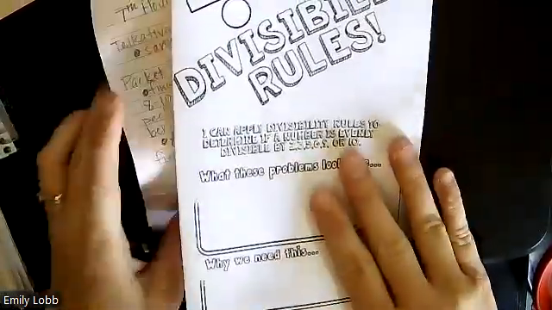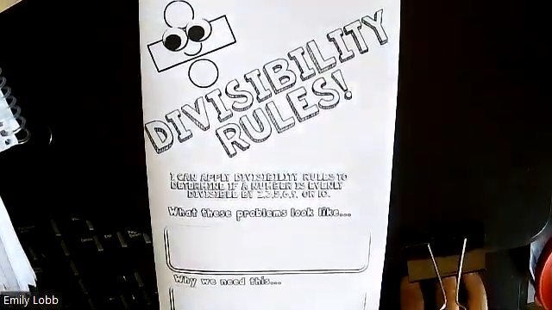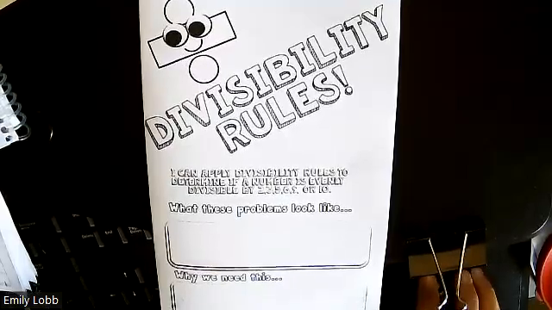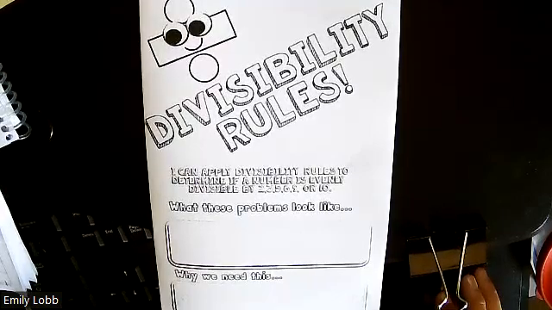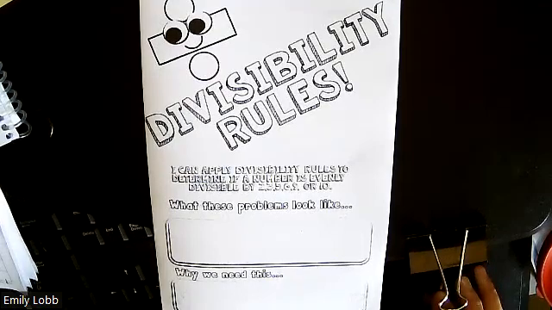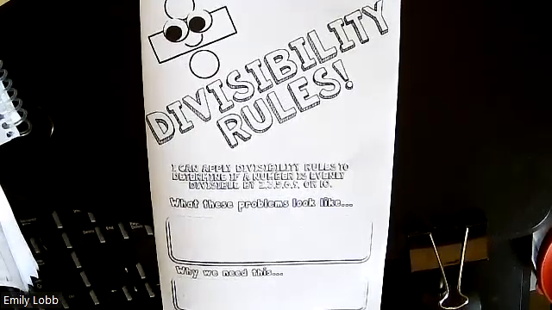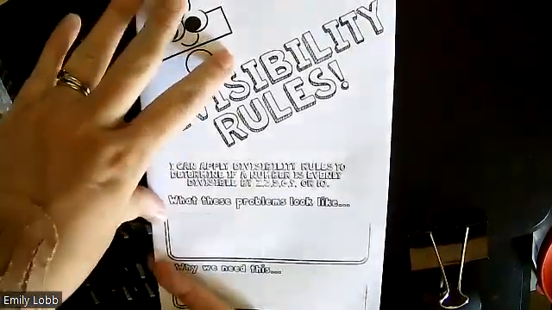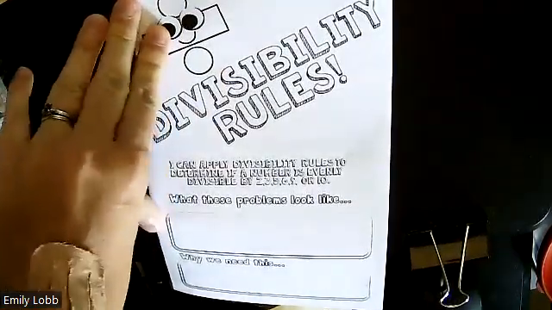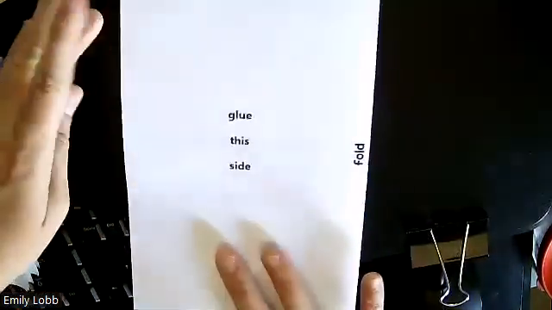Okay. So what do you think we're looking at today? Any guesses? Divisibility rules. Awesome. Okay, so we are going to figure out some divisibility. But before we do that, do you guys know what kind of the opposite of division is? Times. Multiplication. Very good.